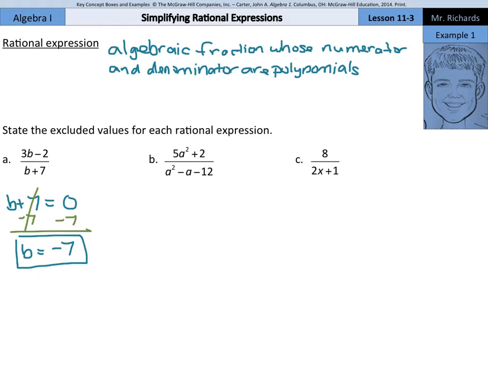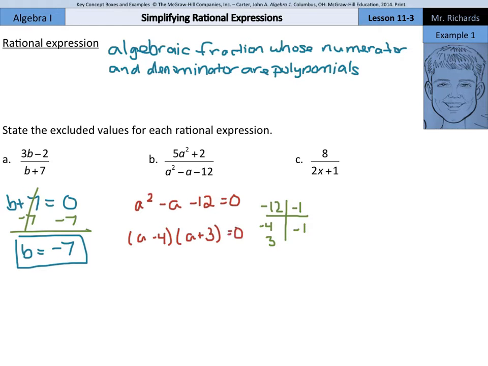What about the next one? Well, here we need to set a squared minus a minus 12 equal to 0. Well, there's only one thing to do here, and that's to factor. So we're looking for a product of negative 12 that adds up to be negative 1. And what about negative 4 and positive 3? Those multiplied to be negative 12 with a sum of negative 1. So we can then factor this into a minus 4 times a plus 3 and set that equal to 0.